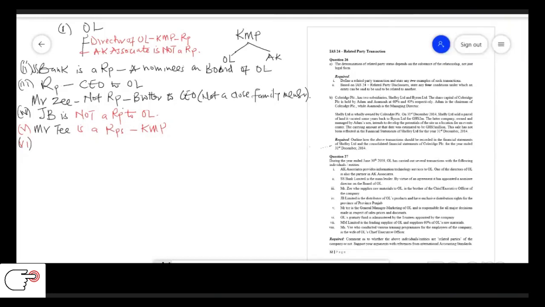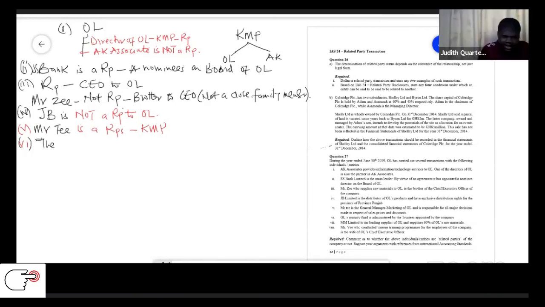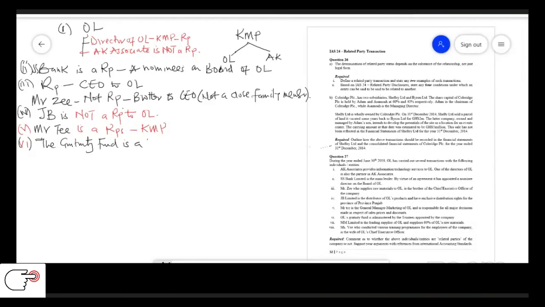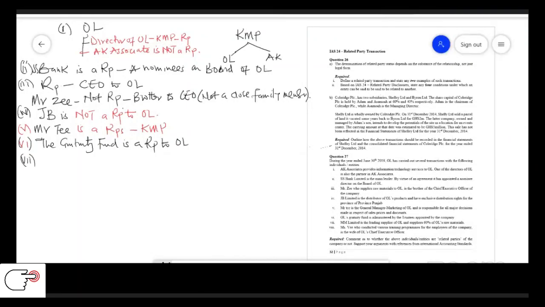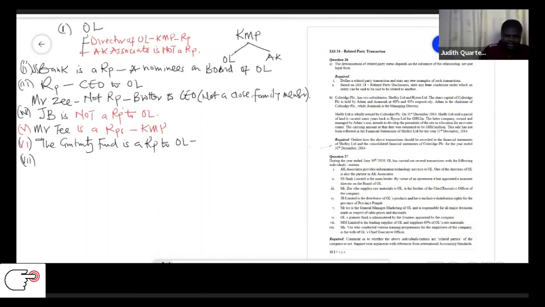Six. OL's gratuity fund is administered by the trustees appointed by the company. So the gratuity fund is administered by the trustees. A related party to what? To OL, right? Yes. Okay. The explanation is that OL controls the fund. They say we should add an explanation as to whether they are or are not. JB, we said no establishment of control or influence. Okay, let's move on.